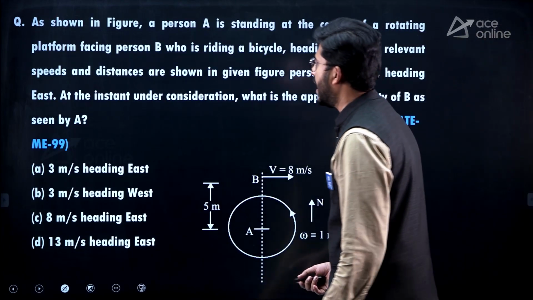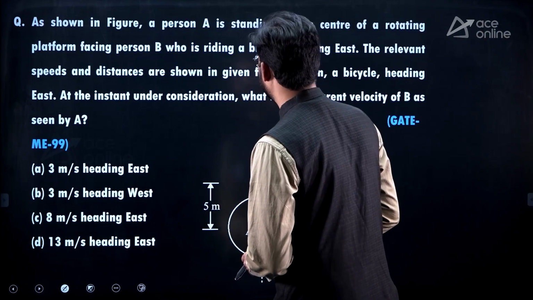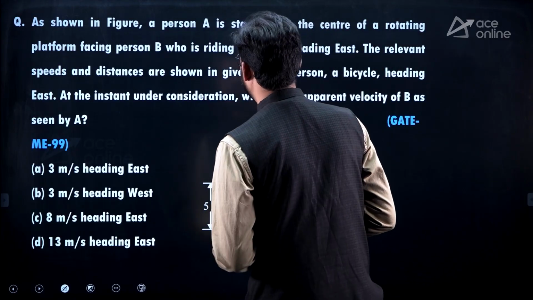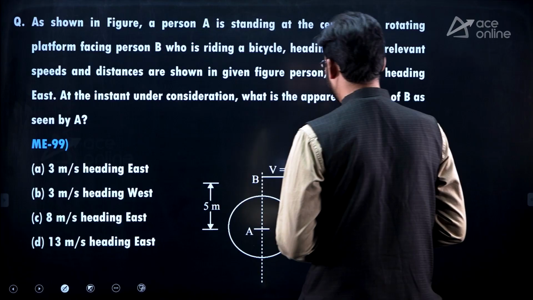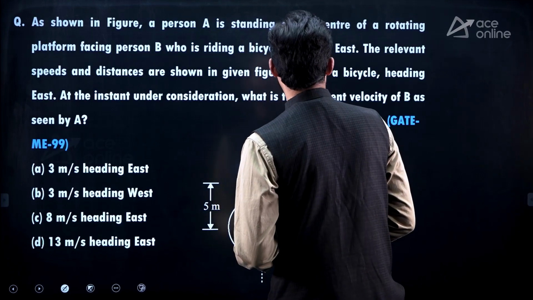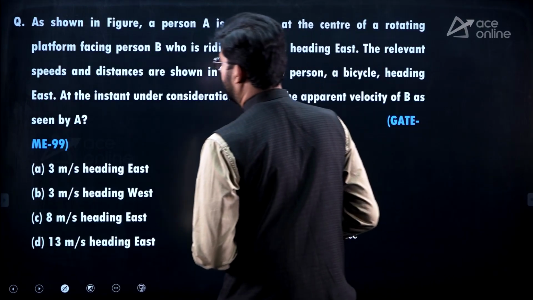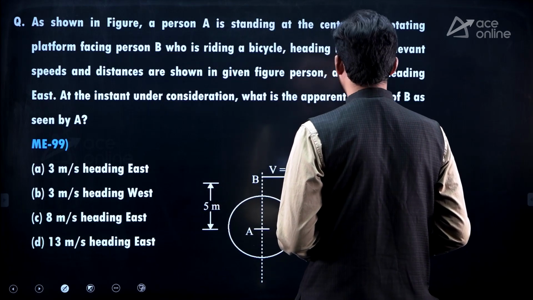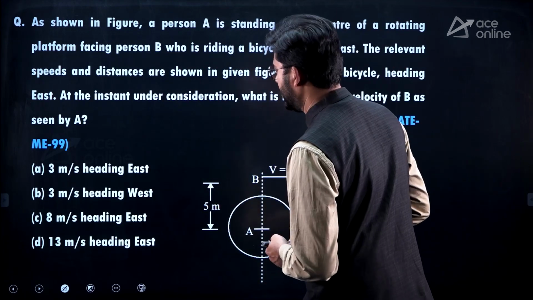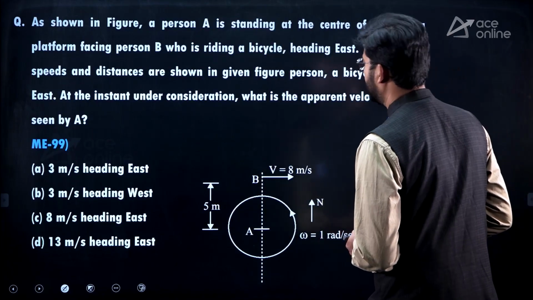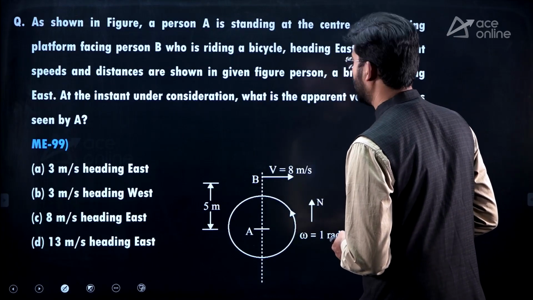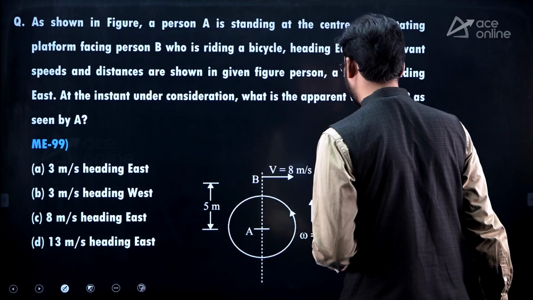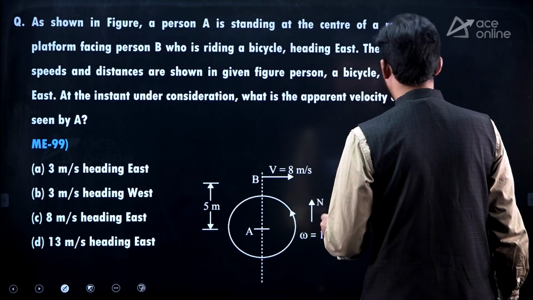Next is, as shown in the figure, a person A is standing at the center of a rotating platform facing the person B, who is riding the bicycle. B is riding the bicycle and heading towards east. The relevant speeds and distances are shown in the given figure. With the bicycle heading east at an instant, what is the apparent velocity of B with respect to A? It needs to be calculated.